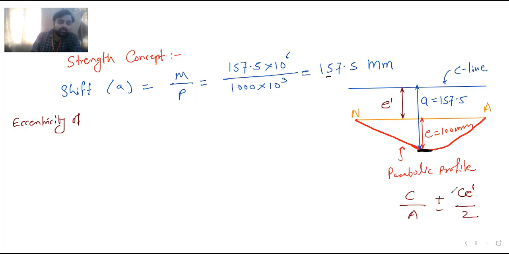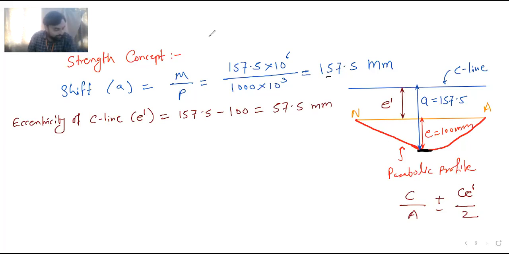So eccentricity of C line, that is E dash, is equal to 157.5 minus 100, which is equal to 57.5 mm.